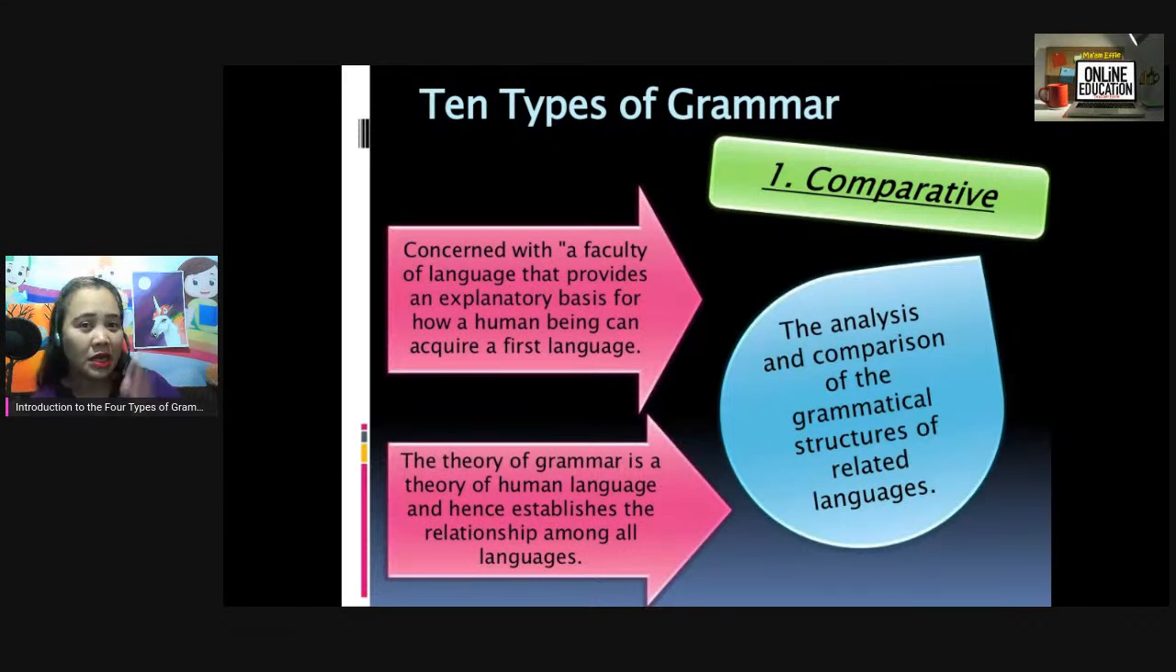But when we say prescriptive grammar, you are more critical in this manner because you're going to look at the error. What is wrong with this sentence? What's wrong with the grammar of this sentence? So that is the time when you are going to dig deeper on the usage of grammar in a certain language. So that is prescriptive.